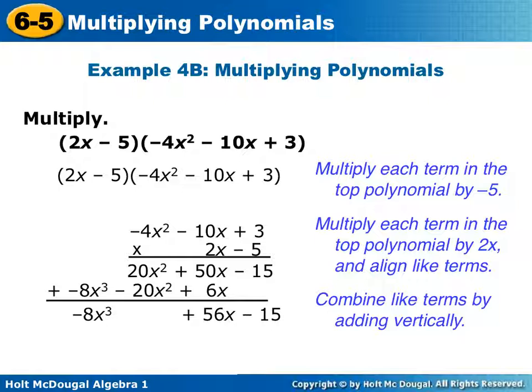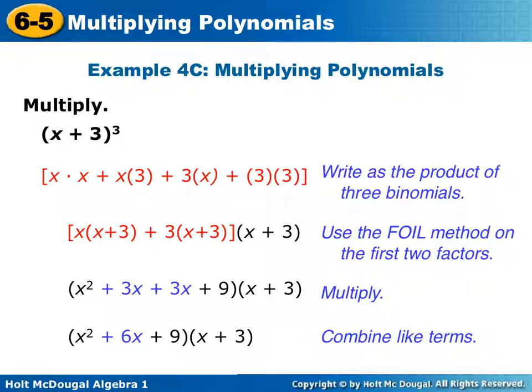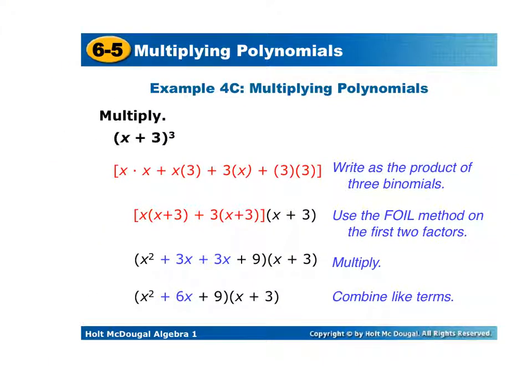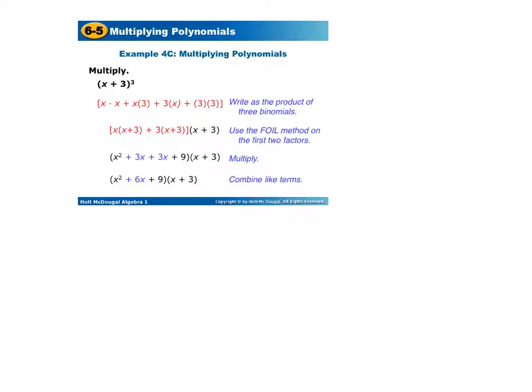Here's another example. They're showing it vertically. Again, I prefer to see you do it using distributive property. Now, if you have a binomial that's cubed to the third power, we're going to write it 3 times and FOIL it. I recommend you do it 2 at a time.